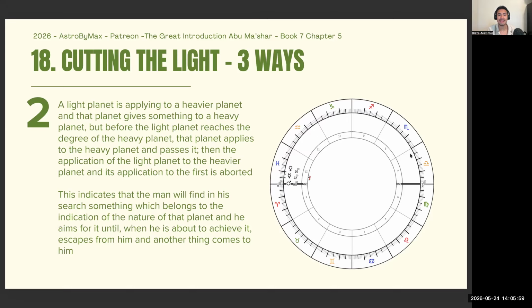So it indicates that a man will find in his search something which belongs to the indication of the nature of the planet, and he aims for it until, when he is about to achieve it, it escapes from him and another thing comes to him instead. So literally, because there's this connection with this other planet that comes in randomly, it's like something that you're searching for, you don't attain it, something unexpected comes in instead, and it cuts you off from actually being able to attain the thing that you wanted.